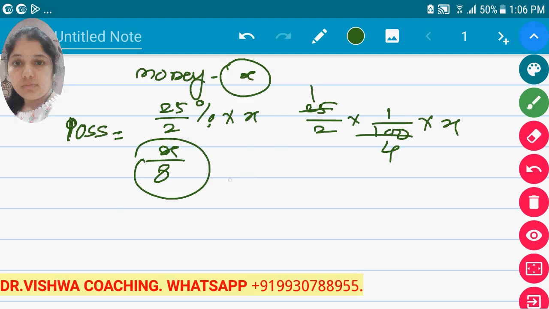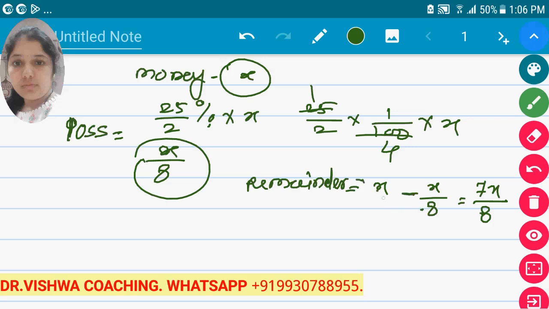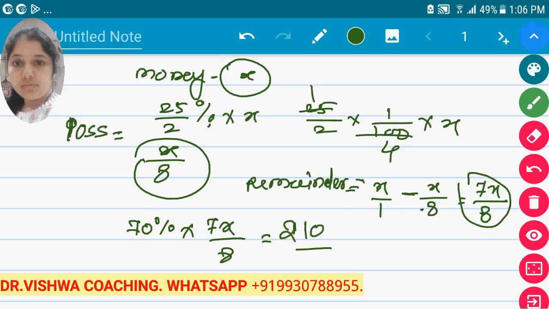Now remainder is what? The money he had previously, which is x, minus this x upon 8 is the remainder, which is 7x upon 8. 8x minus x, we make the denominator common here. So the answer of remainder is 7x upon 8. Now 70% of remainder is equal to 210. Okay.